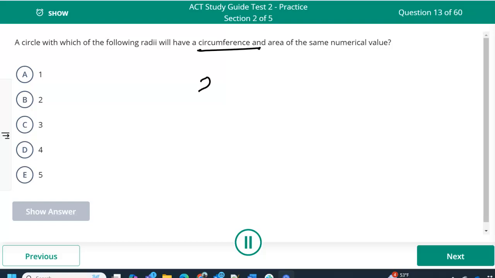Circumference is 2 pi r. And the area is pi r squared. All right. So we want those to be equal. So we can cancel a pi out of both sides here and say, for what value of r is 2r equal to r squared? And the answer to that is 2, which is answer B.